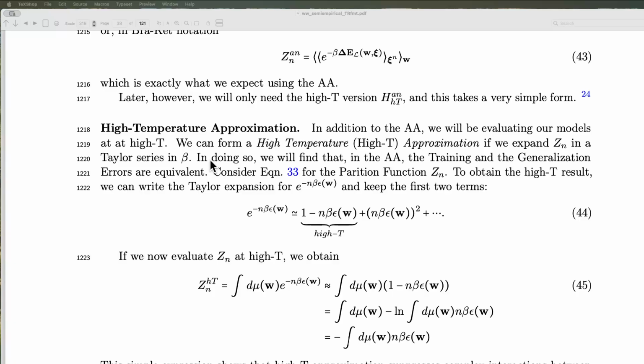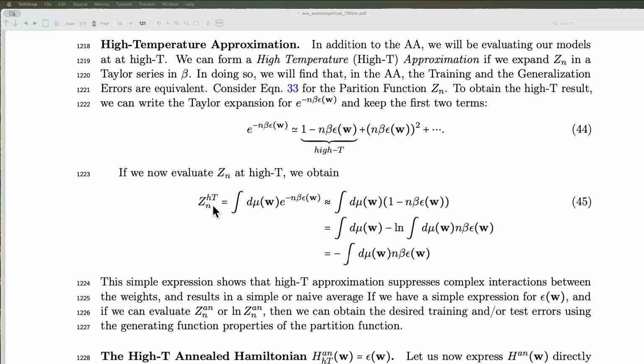So we go back to the annealed partition function. To obtain the high T result, we write a Taylor expansion for e to the minus n beta epsilon, where now we're making the independence explicit. We keep the first two terms. We plug this in, and we find that the annealed partition function at high temperature takes the form of just an average over this annealed potential.